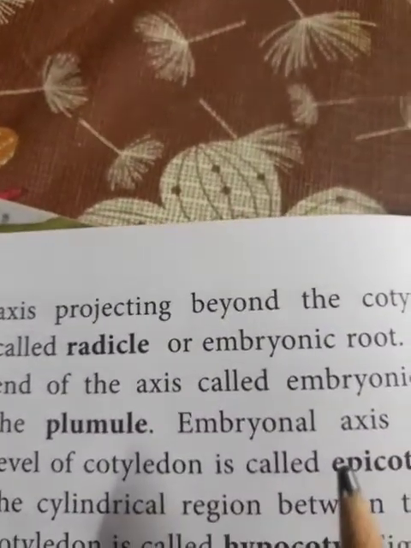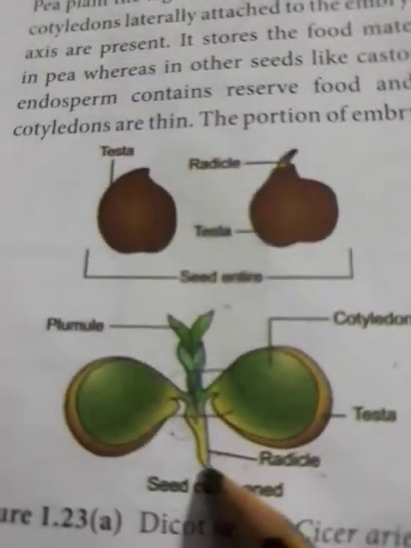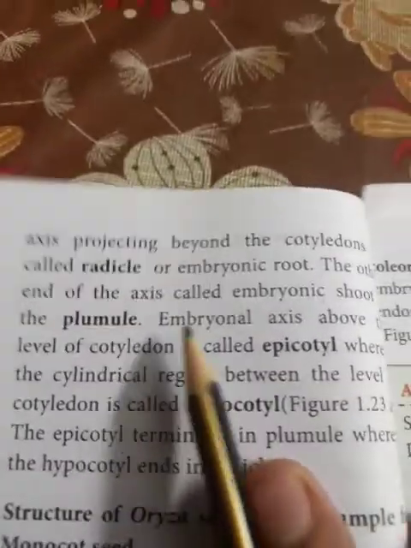The portion of the embryonic axis projecting beyond the cotyledon, that means above the cotyledon, is called the embryonal axis. The portion of the embryonal axis projecting beyond the cotyledon is called the radicle or embryonic root. This part is called the embryonic root. The other end of the axis is called the embryonic shoot or the plumule.